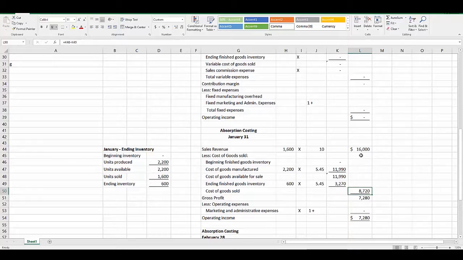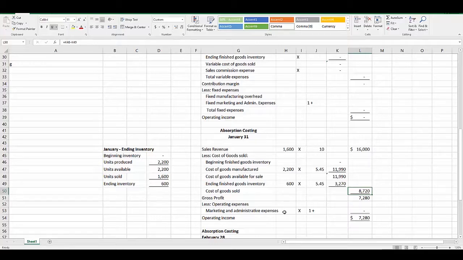This is subtracted from the 1600. So this gives you your cost of goods, your gross profit of 7,280. So sales of 16,000 less your cost of goods sold of 8,720 will leave you with a gross profit of 7,280. Of course, we're not done yet.